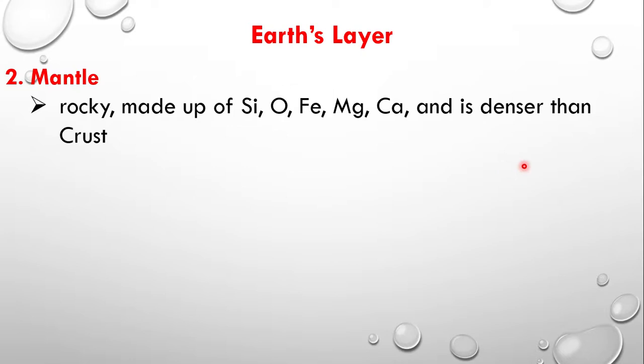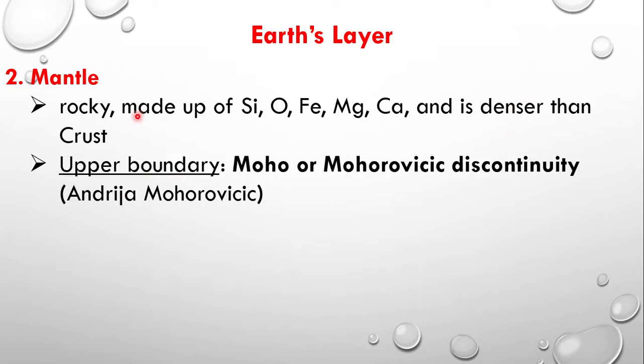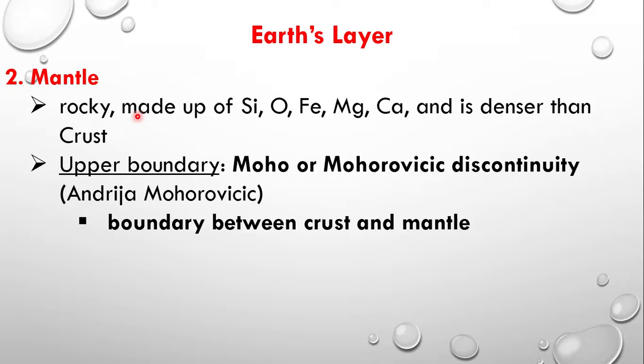It's magnesium, calcium, and is a denser part of the Earth's layer compared to the crust. Okay? Meron tayong tinatawag na upper boundary or upper layer ng mantle, also known as the Moho or the Mohorovičić discontinuity, in honor of Andrija Mohorovičić. So it is the boundary between the crust at saka the mantle. Yung upper boundary ng mantle.